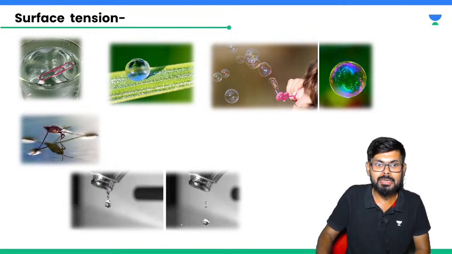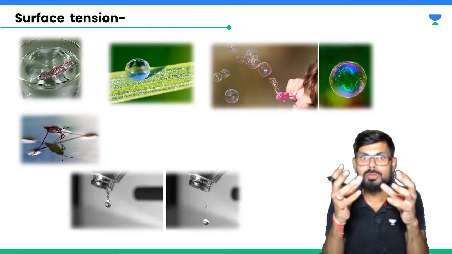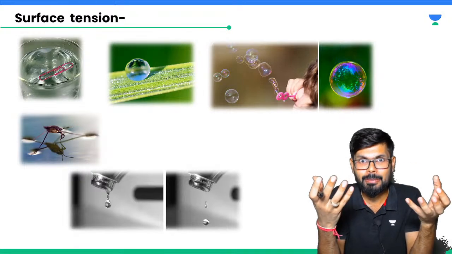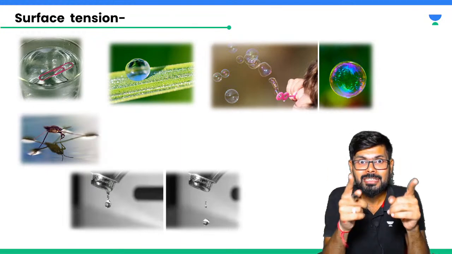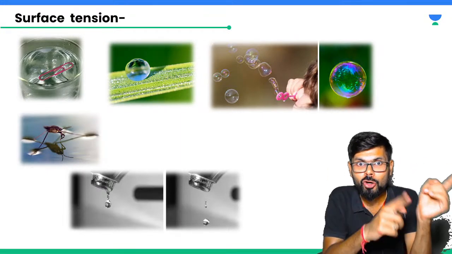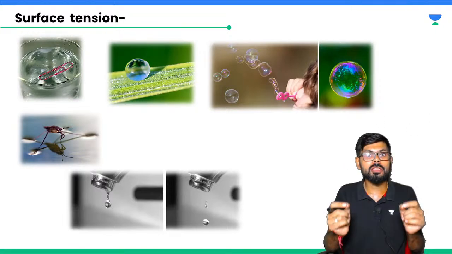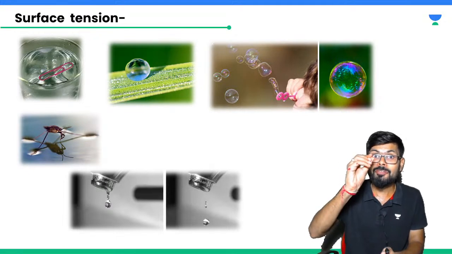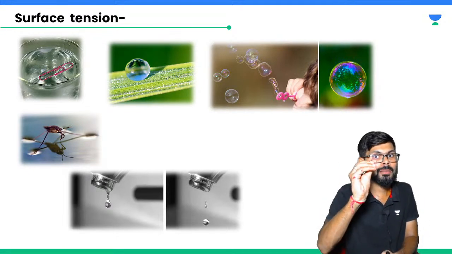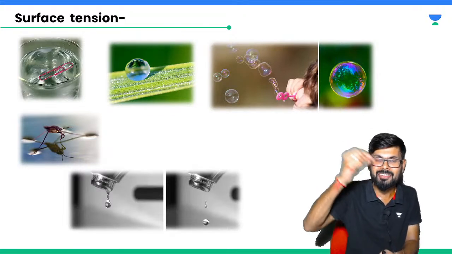Now one very important thing I am telling you: if you increase the temperature, the surface tension will reduce. That's why if you are washing your clothes with warm water or hot water, then they will be easily washed. Why? Because then the formation of droplets will be smaller, so they can penetrate easily.